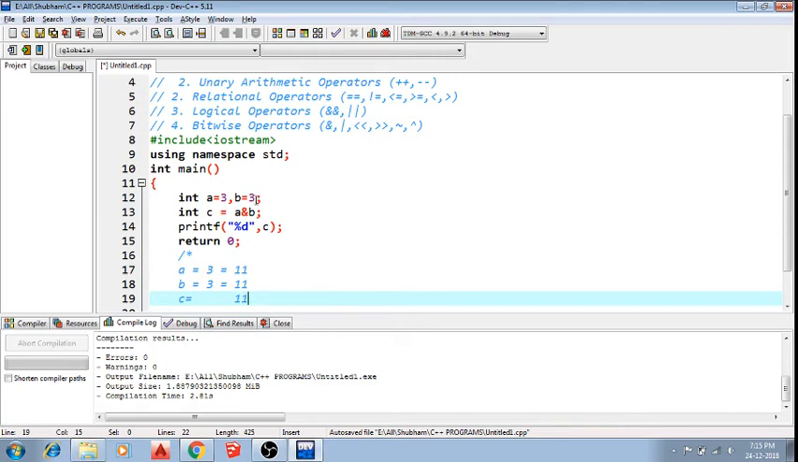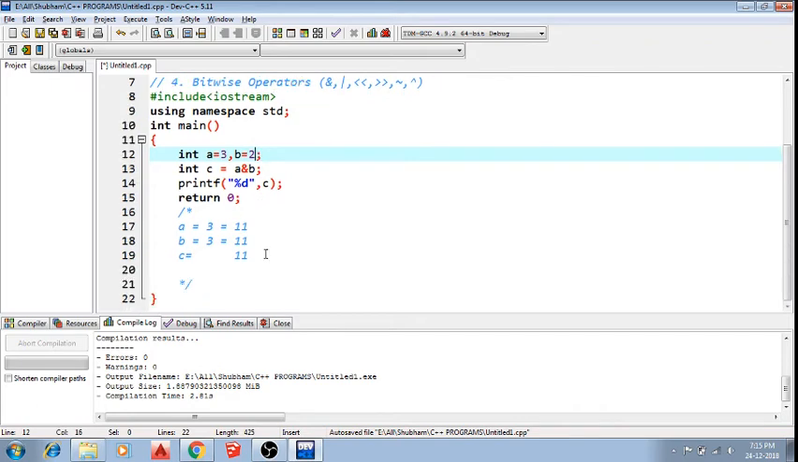If we take b is 2, then b will be 1 0 instead of 1 1, because the binary of 2 is 1 0. So what happens for c? 1 AND 1 is 1, and 1 AND 0 is 0. That's why c is 1 0, and the answer is 2, because the decimal of 1 0 is 2.